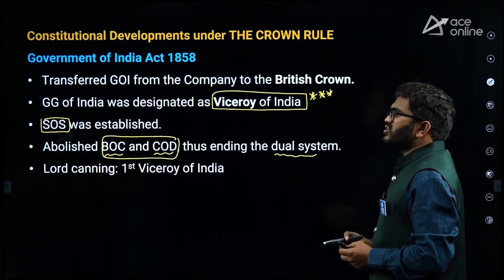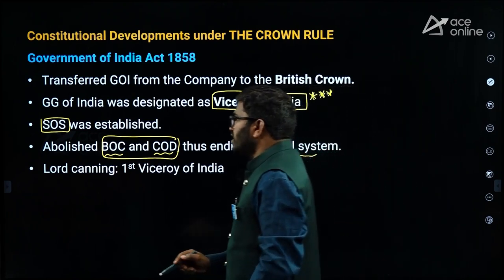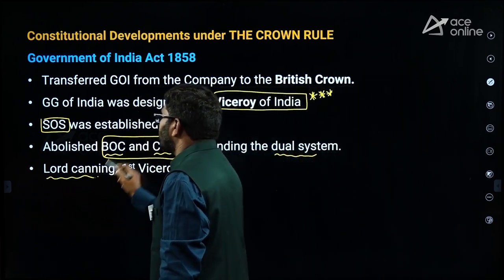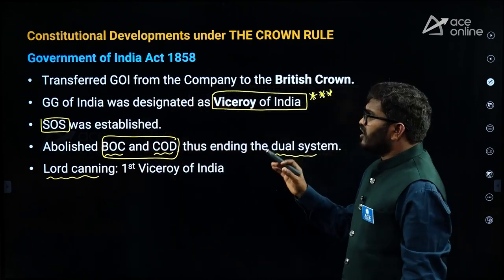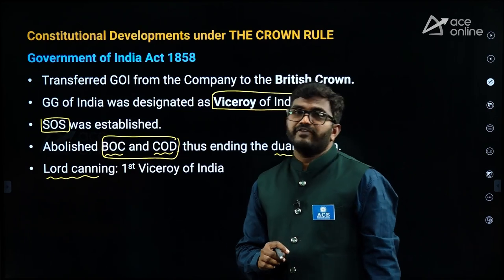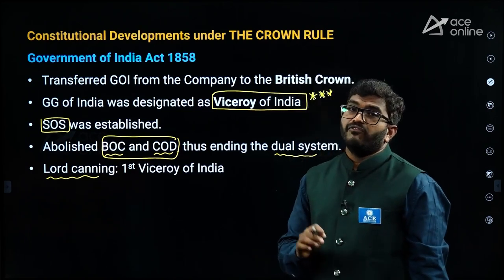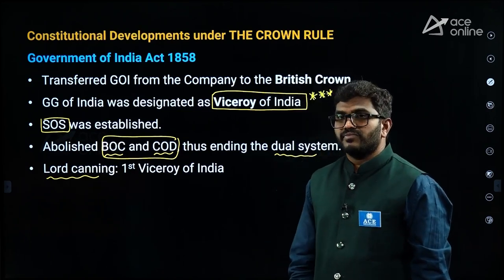The first Viceroy of India was actually Lord Canning. This is after the revolt of 1857, the Sepoy Mutiny, the first war of independence.